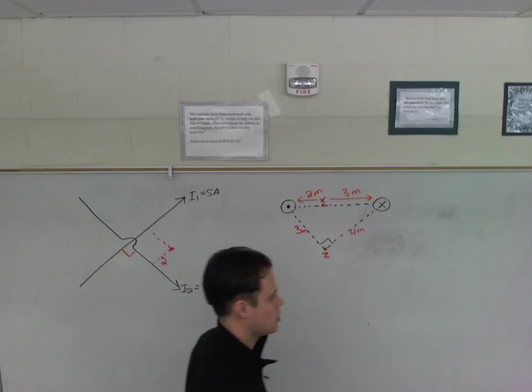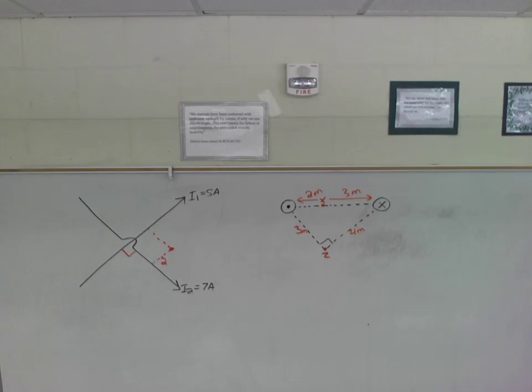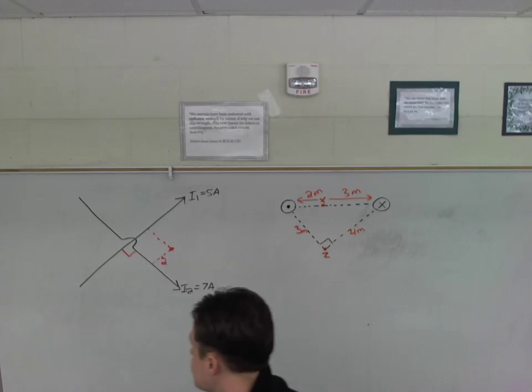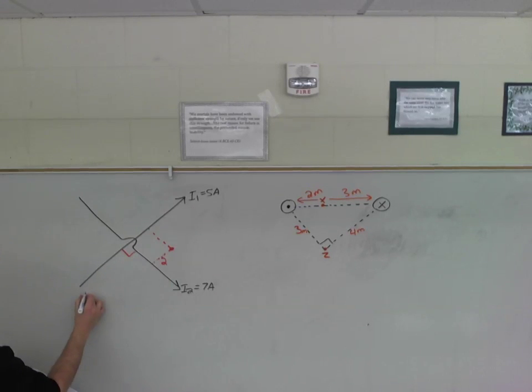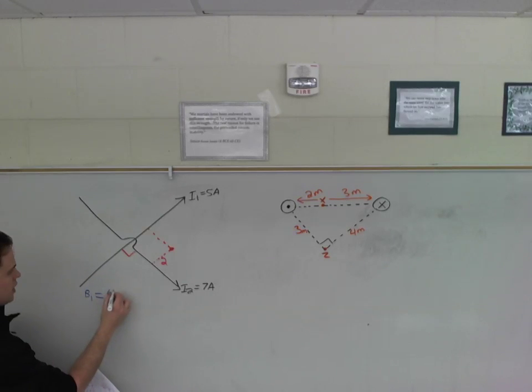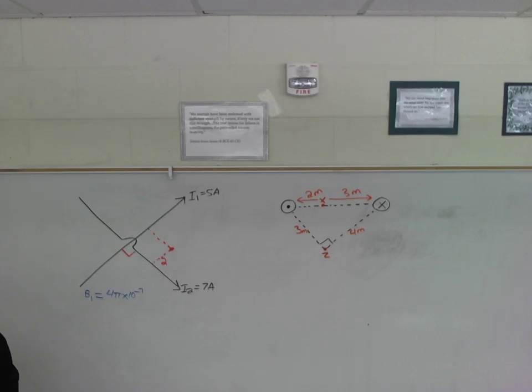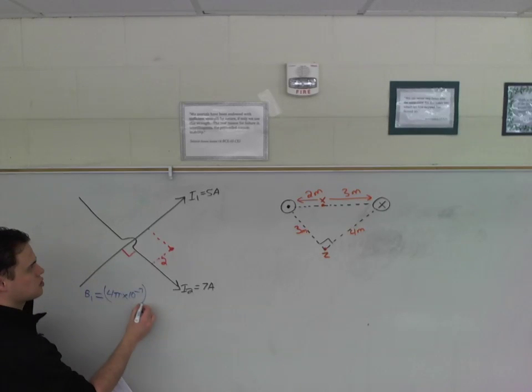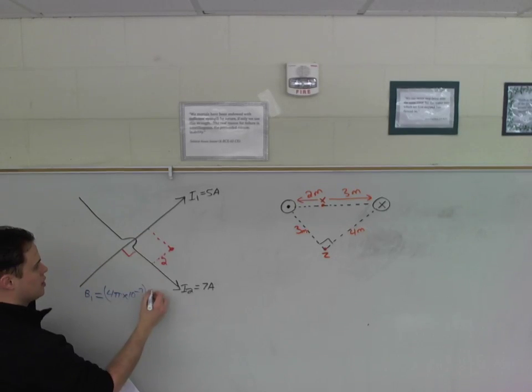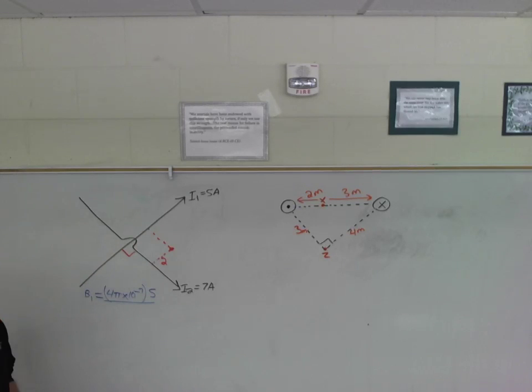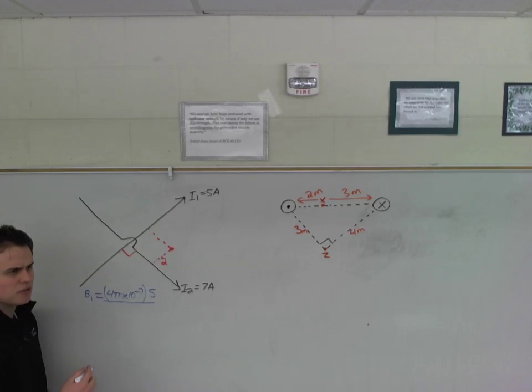Since that was current 1, should we call it field 1? The constant is 4 pi times 10 to the negative 7th. Isn't that mu naught? And then times the current. So for this wire, I'm going to have 5 amps for my current. And what do I go with on the bottom? 2 pi. It's like a circumference of some kind.